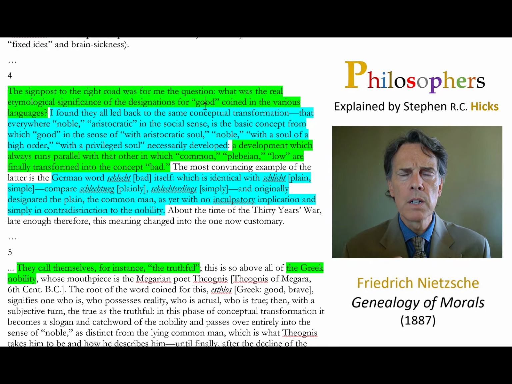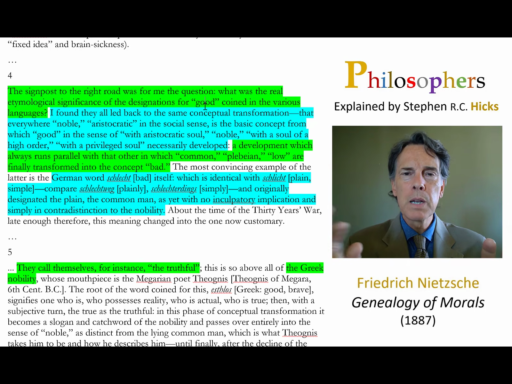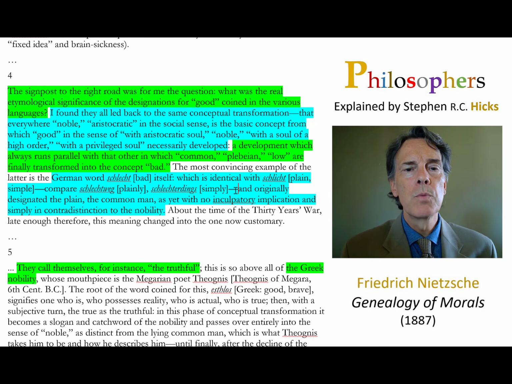And we have at least a stereotypical initial understanding of what it is to be an aristocratic person. You think well of yourself and you want to assert yourself upon the world. That seems very different, in fact, the exact opposite from being unegoistic. It is a kind of egoism. And a development which always runs parallel with that other in which common, plebeian, low are finally transformed into the concept bad. So the good is identified with the aristocratic, the bad is identified with the low, the common, and the plebeian. So he gives some examples, the first of which is German.